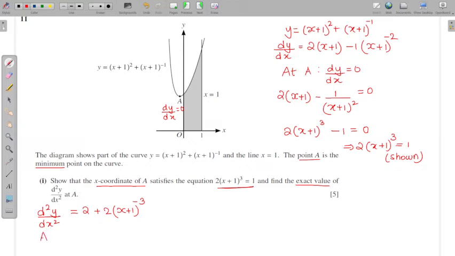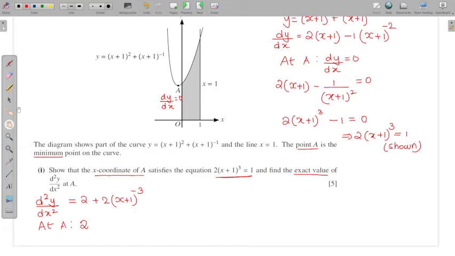So at point A, we can write this as 2 plus 2 by (x plus 1) whole cube.